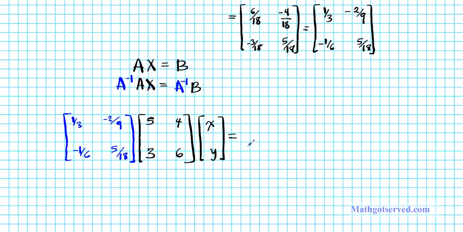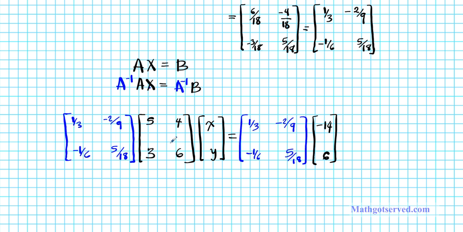Well, the inverse matrix multiplied by the constant matrix. So we have the inverse matrix again, which is 1/3, negative 1/6, negative 2/9, 5/18. All right, so that multiplied by the constant matrix from the original problem, which is negative 14 and 6.